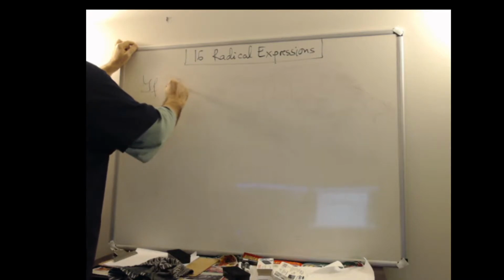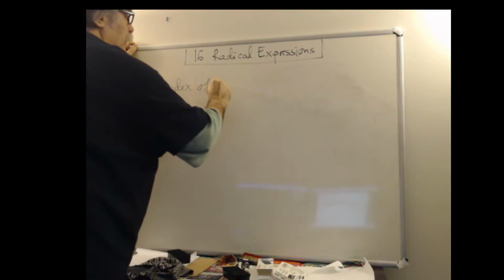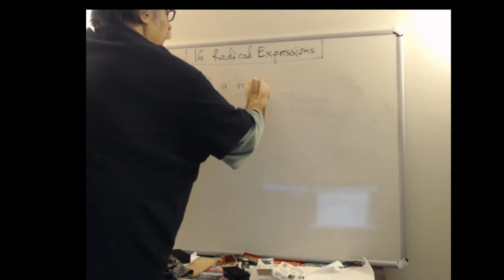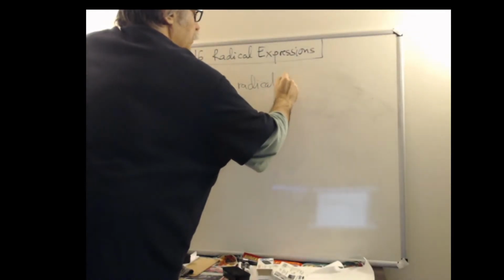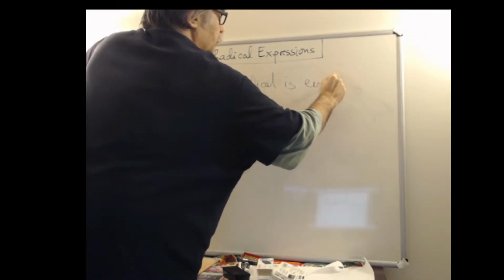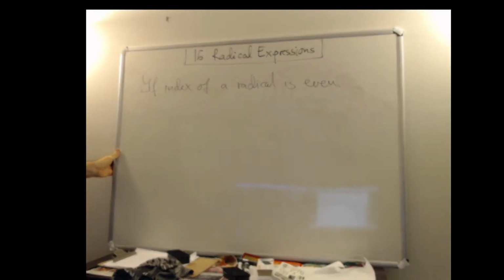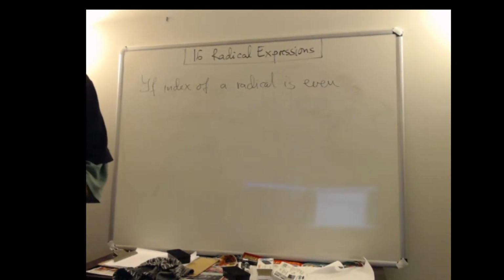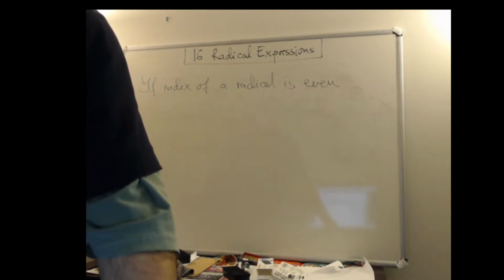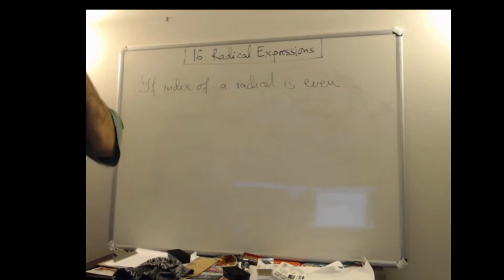So, if the index of a radical, I want to write it down, is even, and we are talking about 2, 4, 6 and so on, we will not use an index of a radical to be 0. We don't have radicals with index 0.